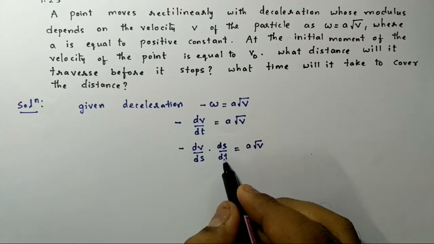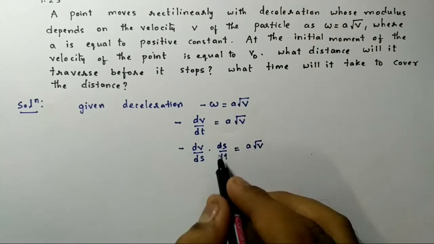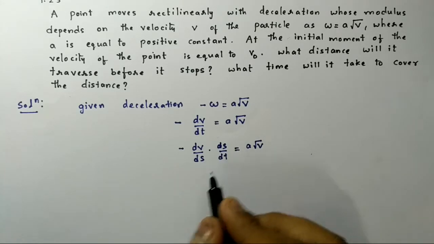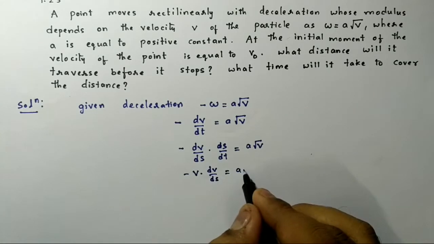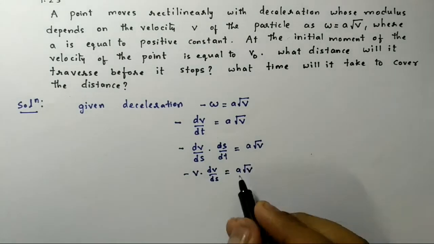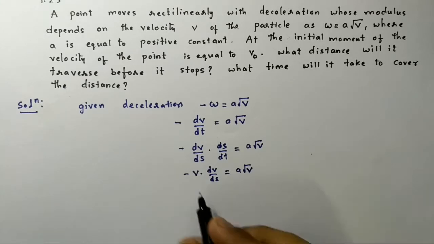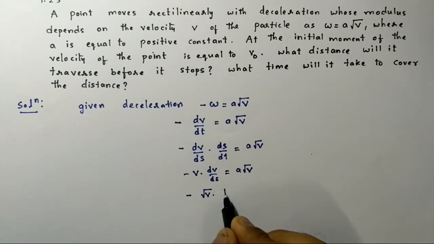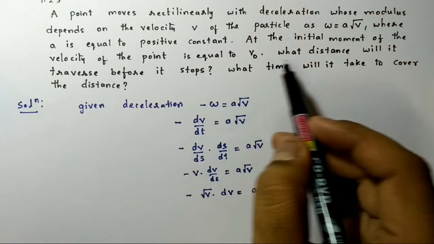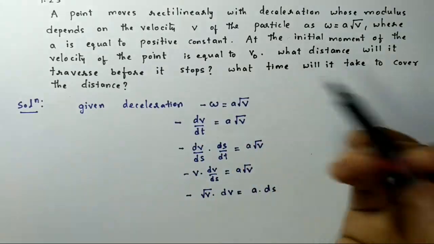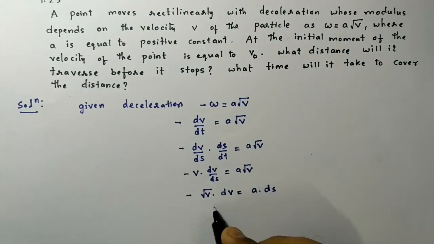We know that ds by dt, the rate of change of displacement, is nothing but velocity, so it can be written minus v into dv by ds, that is equal to a under root of v. I will bring this root v to this side, hence the relation: under root v into dv is equal to a into ds. So I need to calculate the distance before it stops.